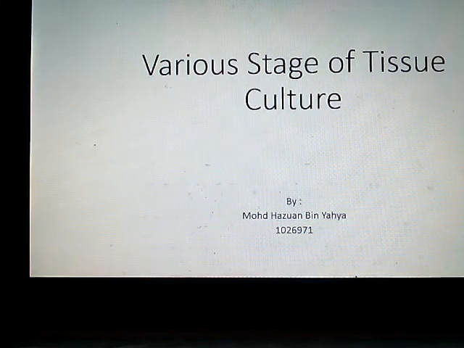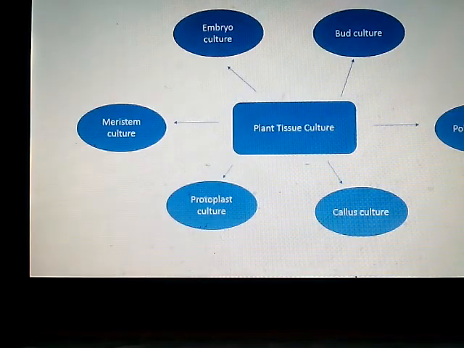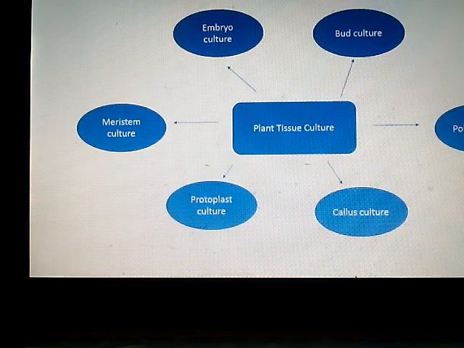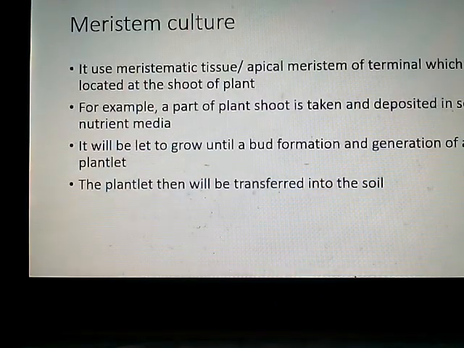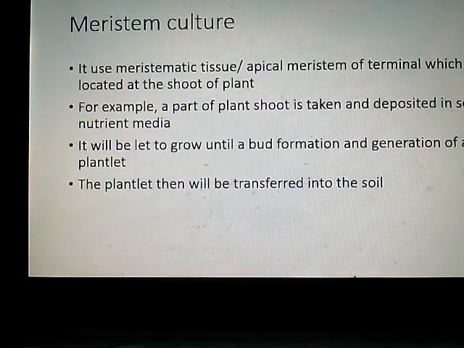Today I would like to summarize the various stages of tissue culture based on the Shomer's biology video. There are six stages of plant tissue culture, which are embryo culture, bud culture, pollen anther, callus culture, protoplast culture, and meristem culture. The first, meristem culture.